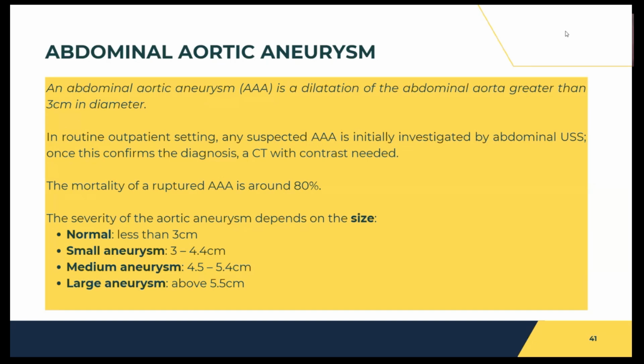In terms of their size, so normal is less than 3, small is between 3 and 4.4, medium is 4.5 to 5.4, and large is above 5.5. These numbers are quite important and you will need to know them. So most abdominal aortic aneurysms are detected incidentally or on screening in men over 65, and once diagnosed, a follow-up with ultrasound is the key, which I'll go through now.